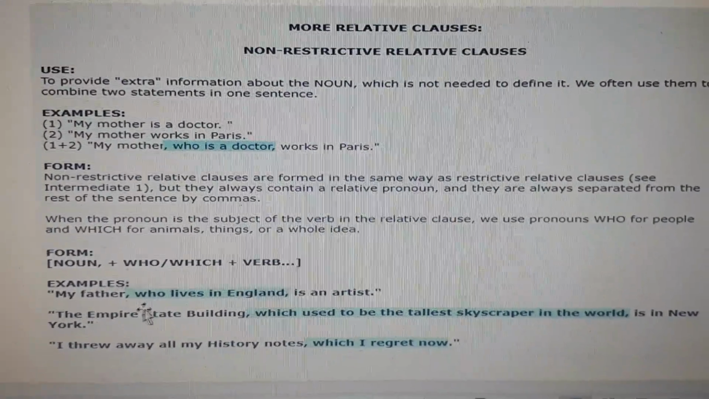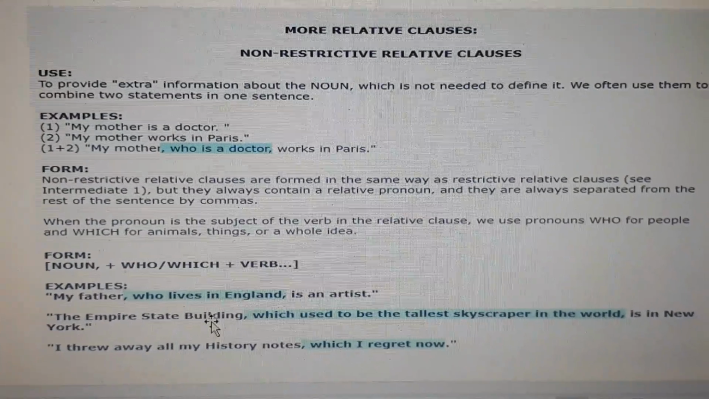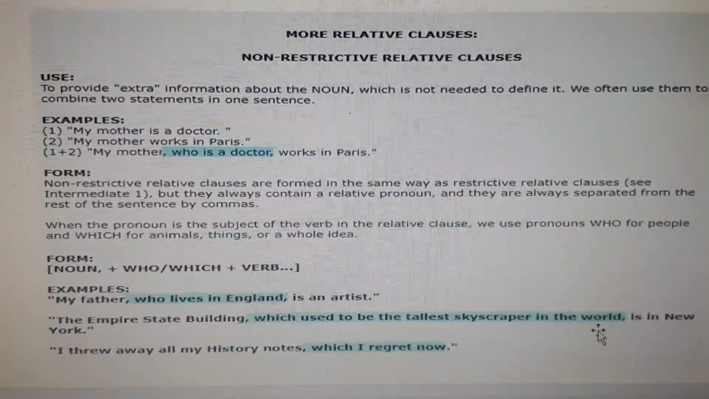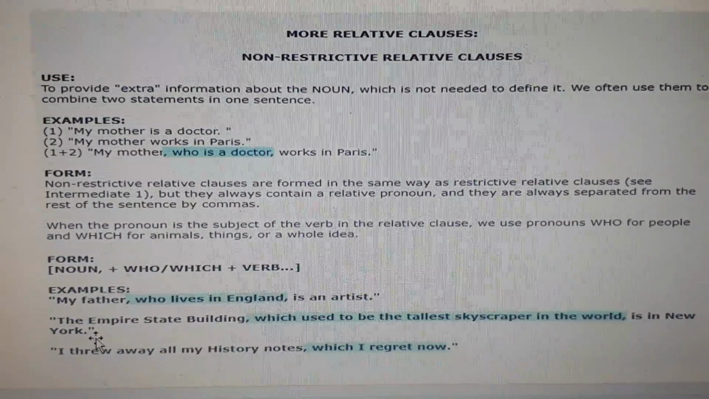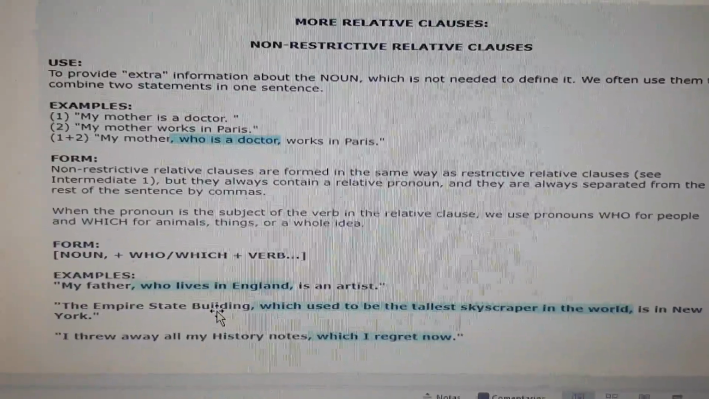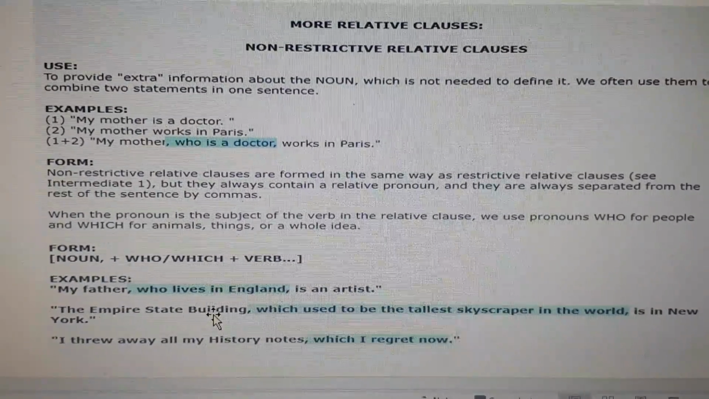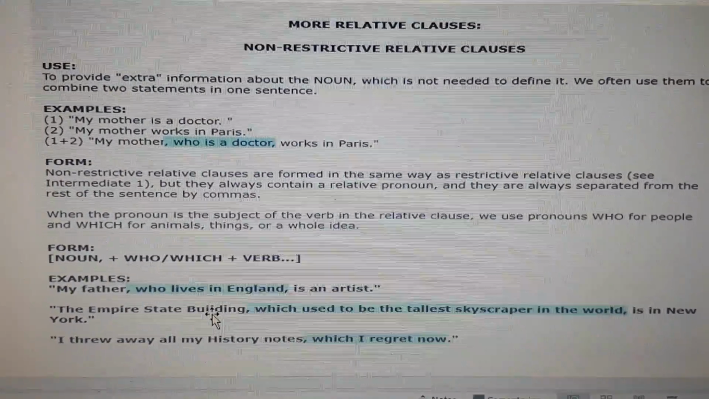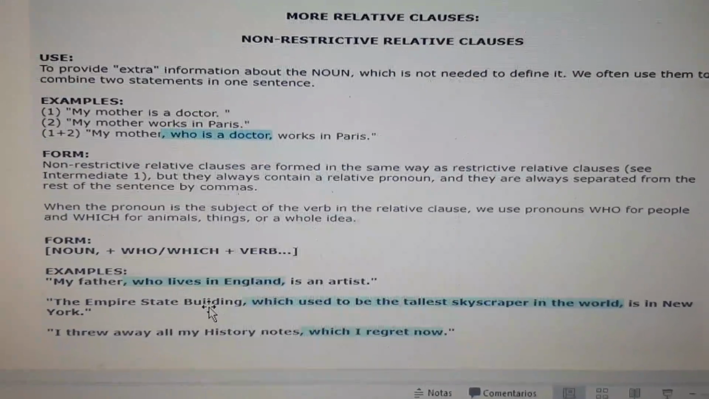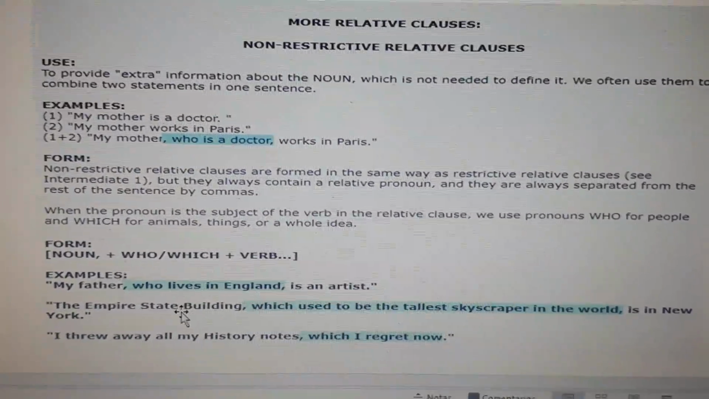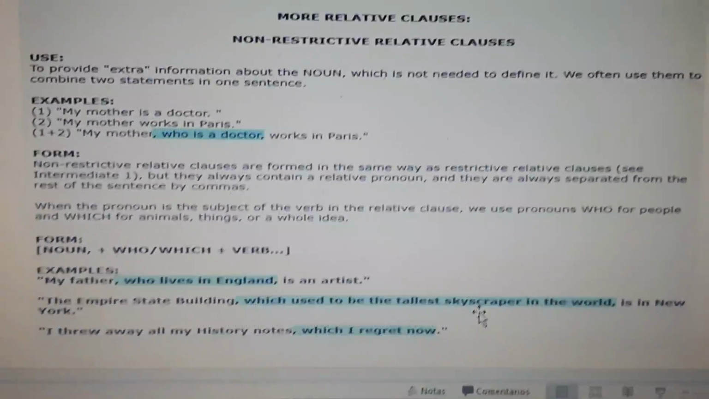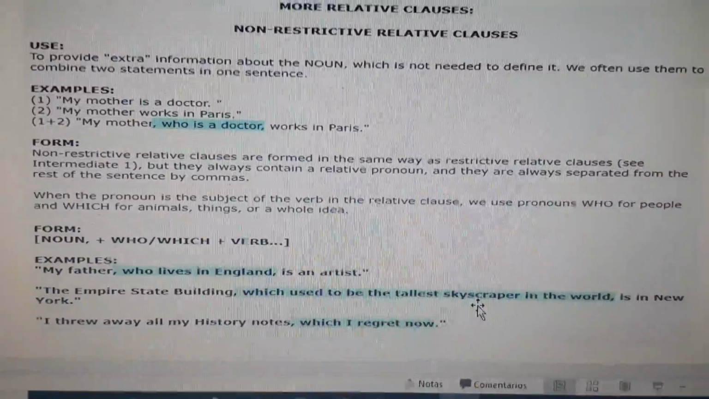Another example: the Empire State Building, which used to be the tallest skyscraper in the world, is in New York. What are we talking about? The Empire State Building. Is it a person? No. Is it a time? No. So it's a place. So which used to be the tallest skyscraper? See, el cual. Then we have another one.